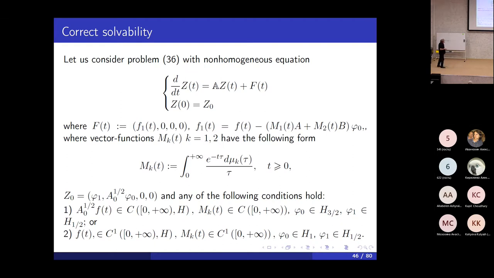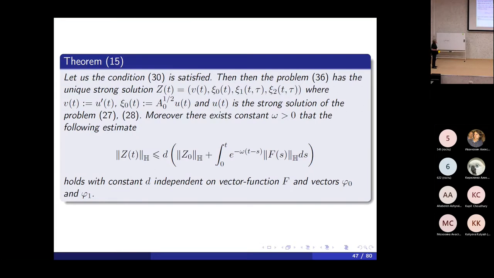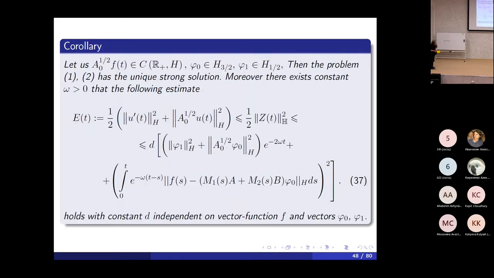Now let us consider the non-homogeneous equation, of course. Quite natural assumptions here on the function f of t, like in the book of Selim Krein. And let us introduce such functions M and capital K, depending on our measures. The following Theorem 15 is true here, but we are interested in the results about the energy of our system described by our integro-differential equations, and it's a corollary.